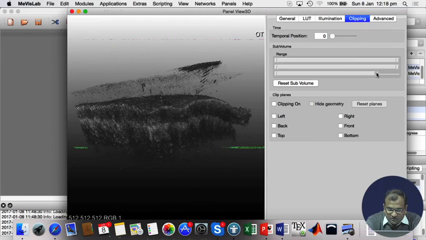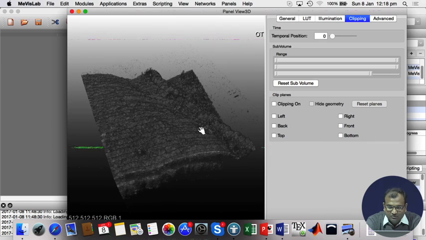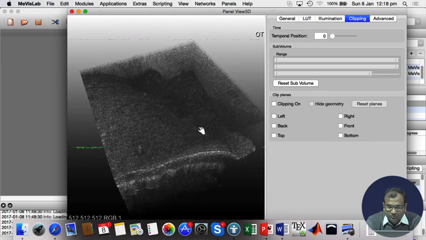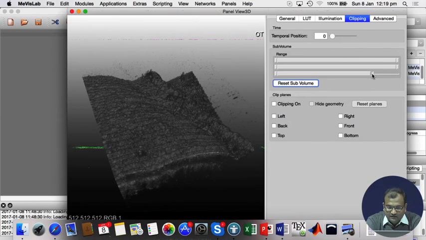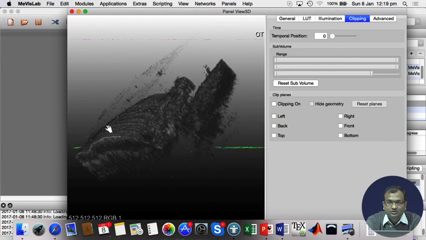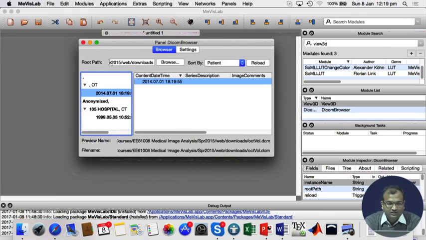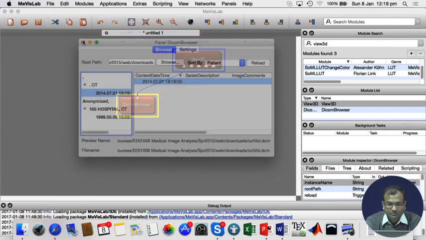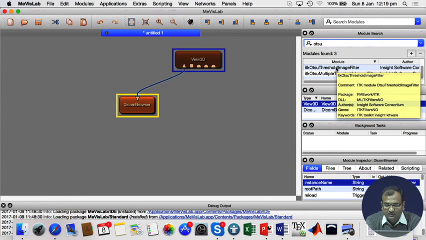If I am able to clip along the Z axis, I can change the total volume which I want to see, and then you look into it. So you can make use of these kinds of tools very intuitively to look into your 3D data, which clinicians also do. And obviously, MavisLab has more processing modules. If you want to do an Otsu thresholding, you can use these Otsu's filters as well.